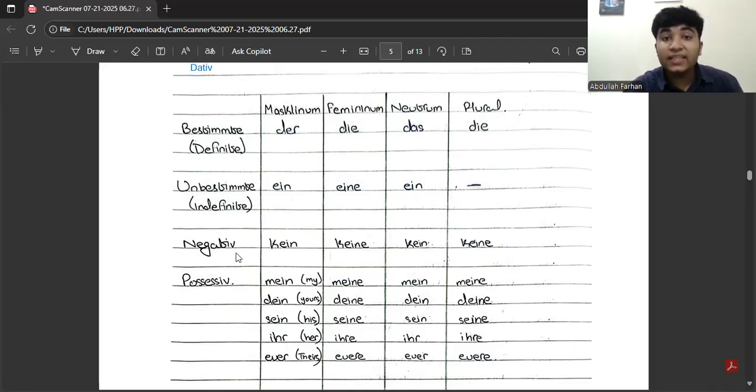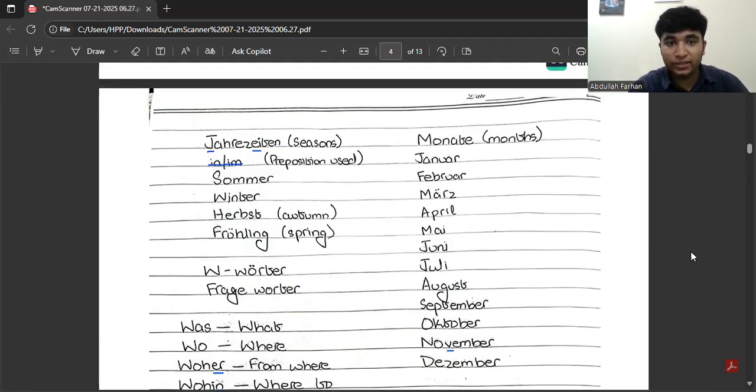Then we've got negative, to negate something, to say something is not present or is non-existent. Like we'll be learning, kein, keine, all of these mean not a. The one word means not a. If I say, Das ist kein Bleistift, that is not a pencil. I hope you guys get what I'm trying to say here.